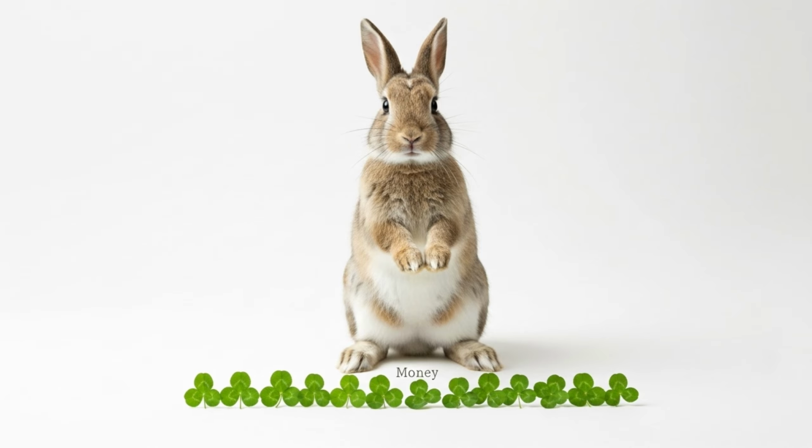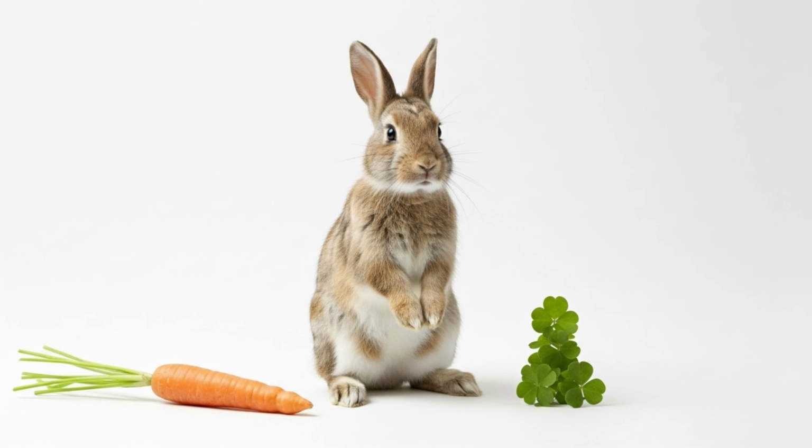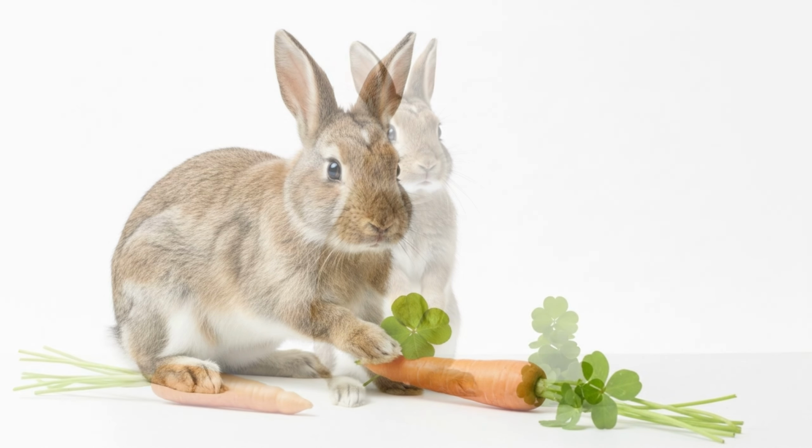The clovers are labeled money. Money is a tool. Clovers are stacked together. This represents saving. The carrot sits beside the saved clovers. A decision must be made. Keep money or invest it.